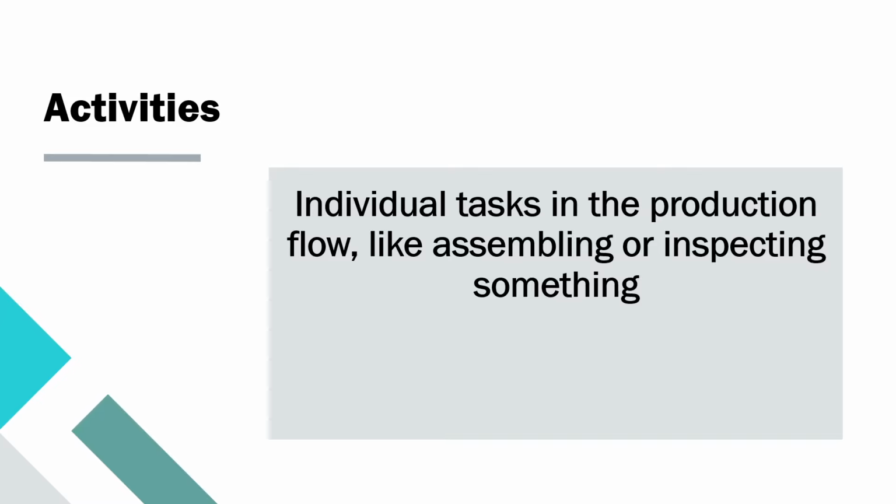The next term is activity. Activity is a task or operation done in a production flow, like assembly or inspection. It can be either a manufacturing activity or a transfer activity.